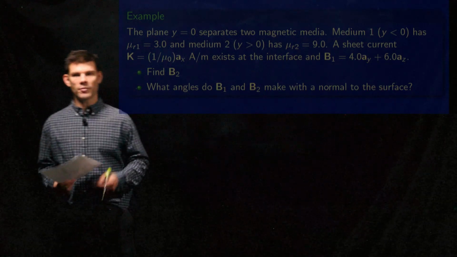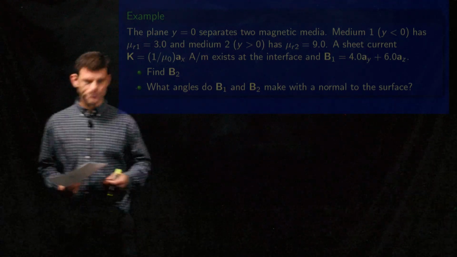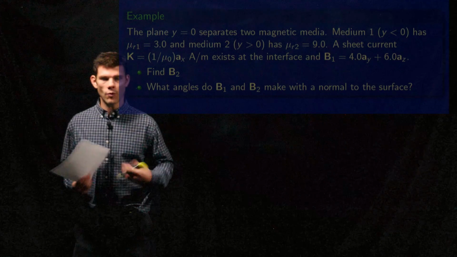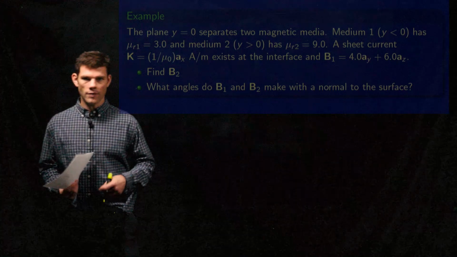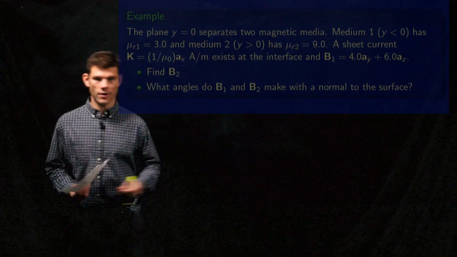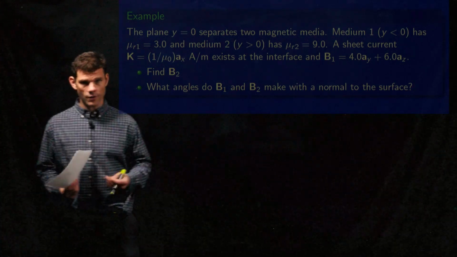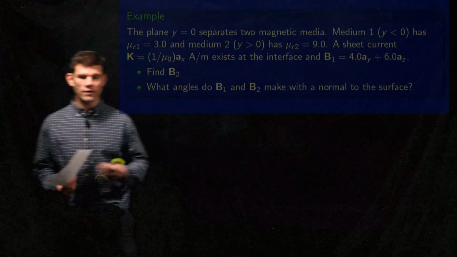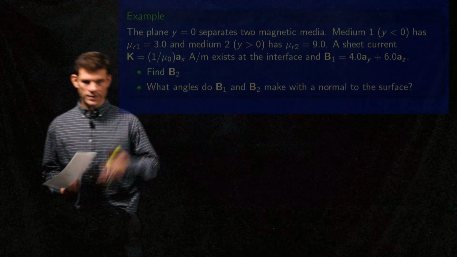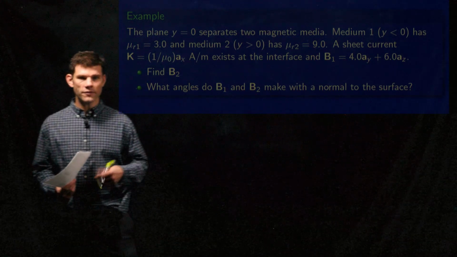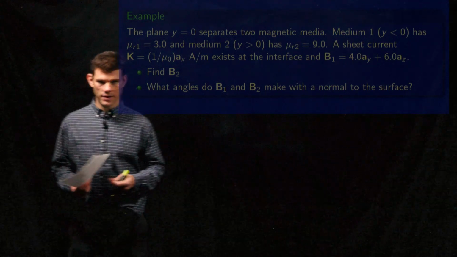So in this example, we have a plane which exists at y equals 0, and it separates two magnetic media. Medium 1, when y is less than 0, has a relative permeability of 3. And medium 2, when y is greater than 0, has a relative permeability of 9. There's a sheet current which exists on the boundary, 1 divided by mu naught, in the AX direction, amps per meter, and it exists right there on that interface. We're given the field in the first medium, which is equal to 4AX plus 6AZ.